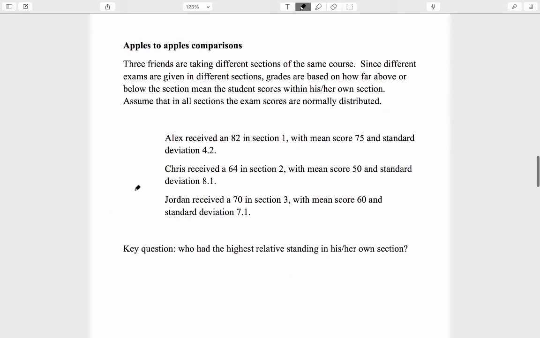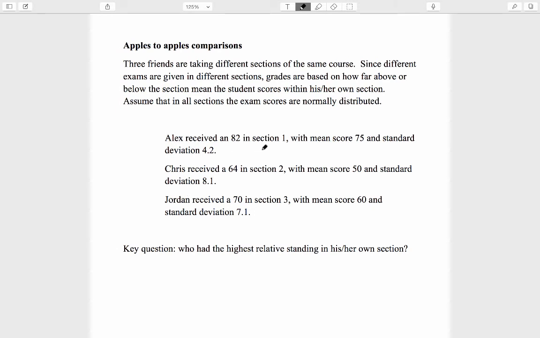We're now able to come back to a question we posed in the last set of videos, and that's how to make what you could call apples-to-apples comparisons. Here's an example. Three friends are taking different sections of the same course. Since different exams are given in different sections, grades are based on how far above or below the section mean the student scores within his or her own section. We assume here that in all sections the exam scores are normally distributed. The three friends are Alex, Chris, and Jordan.